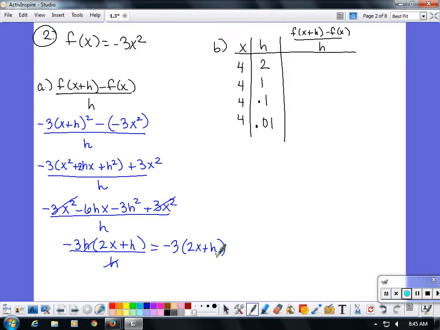So let's plug in 4 for x, which 2 times 4 is 8, plus 2 more. You get negative 30. Plug in 8, 9, negative 27. Plug in 0.1. 0.1 plus 8 times negative 3. You get negative 24.3. And 0.01 plus 8 times negative 3. You get negative 24.03.